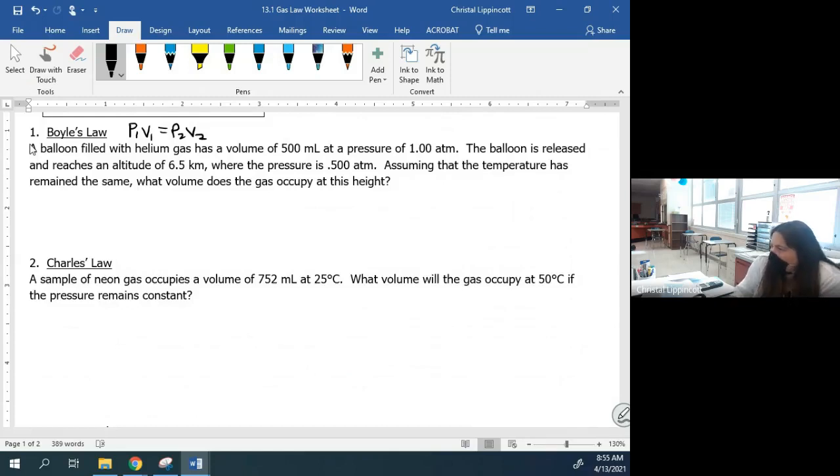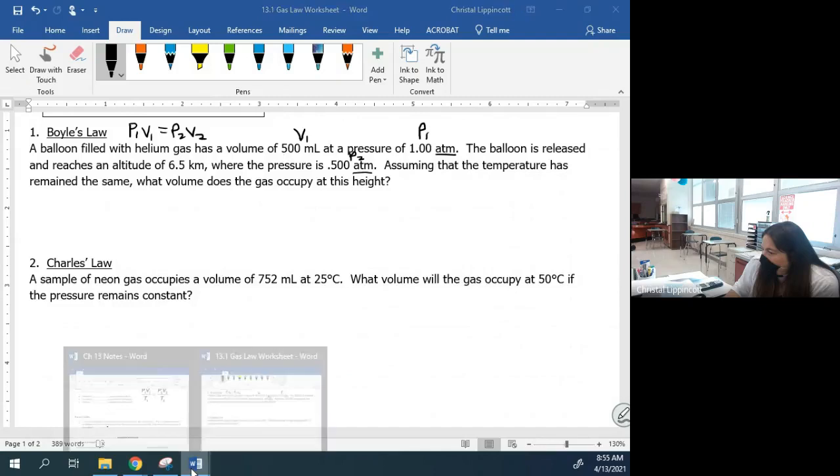All right. So here we've got a balloon. This is our initial volume, so this is V1. P1 then is here. They're releasing it, and our P2 is going to become this. Now, a couple points. First of all, you need to make sure that your pressures here and here are in the same unit. If they're not, you go back to the notes from yesterday and you look at those standard pressure values and use that to convert.